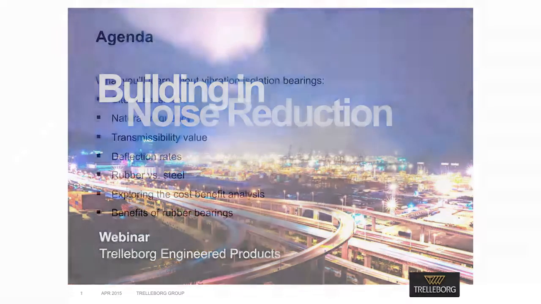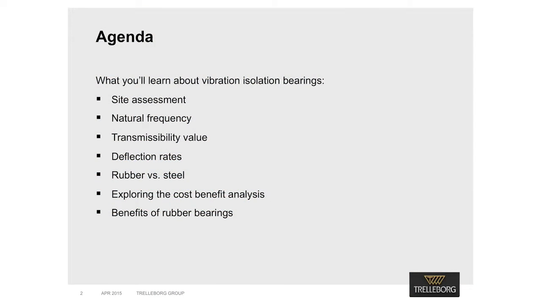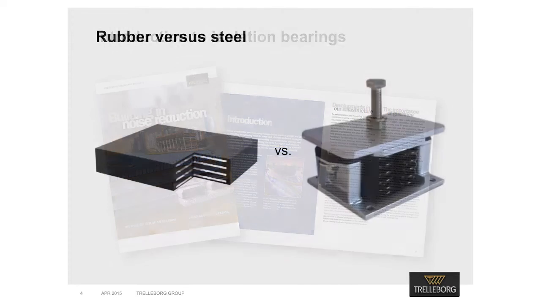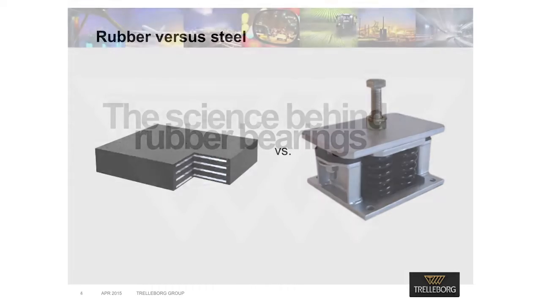Today I'll be taking you through the following topics. You may have read our Building in Noise Reduction white paper, which detailed how vibration isolation bearings, strategically placed within buildings, can reduce the effects of noise throughout. This webinar session is designed to give you more information about isolation bearings and how to get the highest performance from them. Specifically, we will take a deeper look at natural rubber versus steel bearing designs.